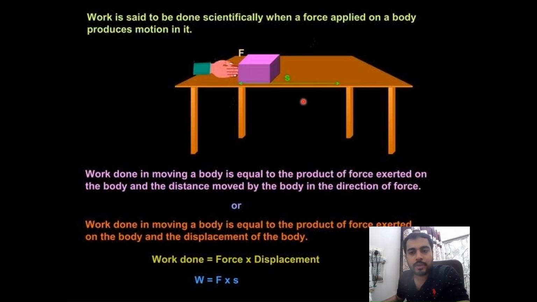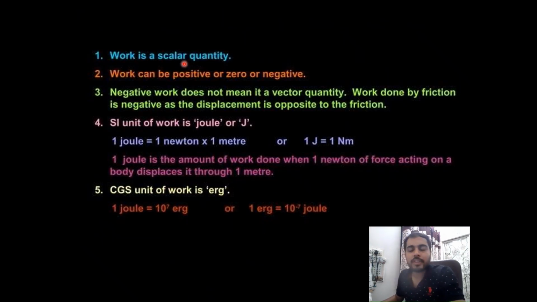Now, the scientific definition of work: work is said to be scientifically done when force is applied on a body and it produces motion. Now here we look at the formula of work done, which is force into displacement. W is equal to whatever amount of force we are applying on the object and the displacement that object has covered. Similarly, work is a scalar quantity.